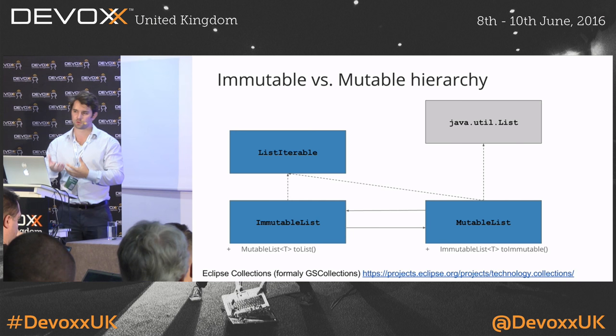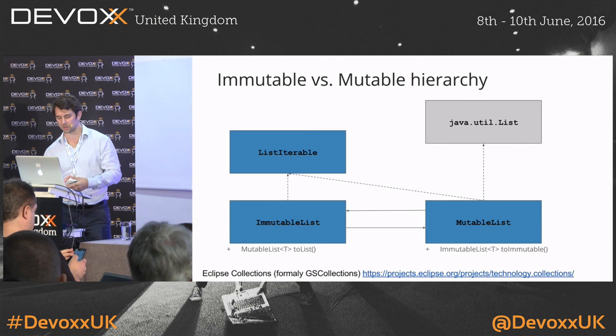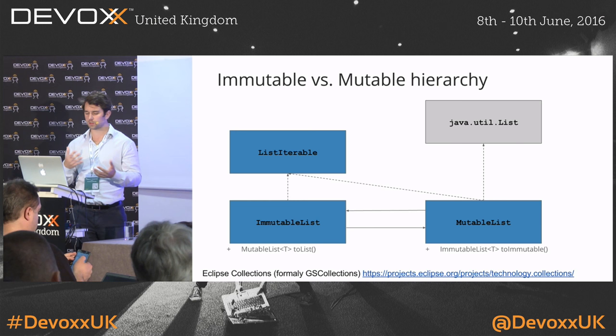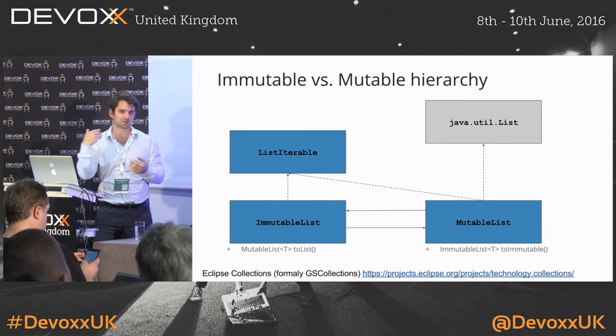But let's say we want to add immutable collections in the Java API. How could we do this? This is a hierarchy taken from the Eclipse Collections, which just got rebranded from the Goldman Sachs collections. What they do is really split the hierarchy between mutable collections and immutable collections. The mutable list here is implementing java.util.List, so you can use it in the context of a list. That's nice. We can retrofit nicely.